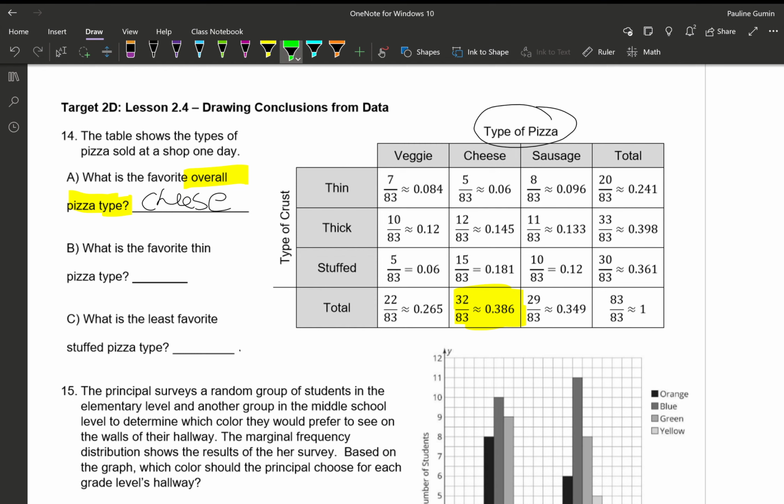All right, what is the favorite thin pizza type? So we're looking at the thin, so that's the first row. And the largest is here for sausage. Okay, and lastly, what is the least favorite stuffed pizza? It looks like veggie is the least favorite stuffed.